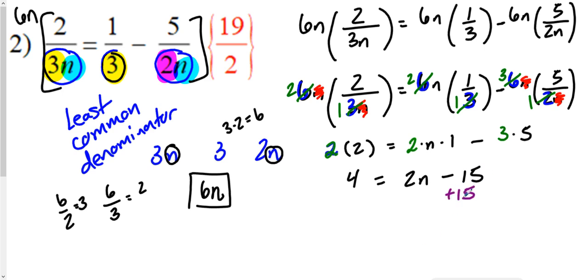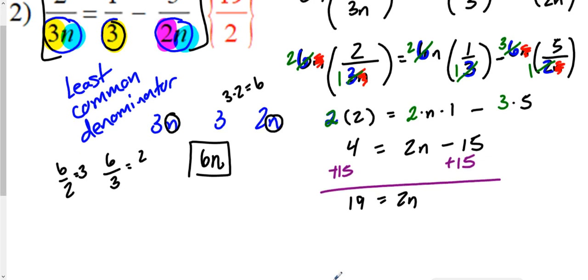I'm going to add 15 to the other side so I can have just the 2n. So 4 plus 15 is 19 equals 2n because negative 15 and 15 gives me 0. Then I'm going to divide each side by 2. And 19 halves equals n, or 19/2.